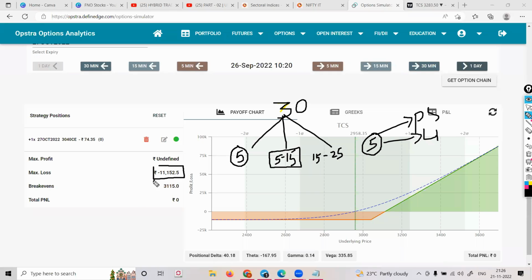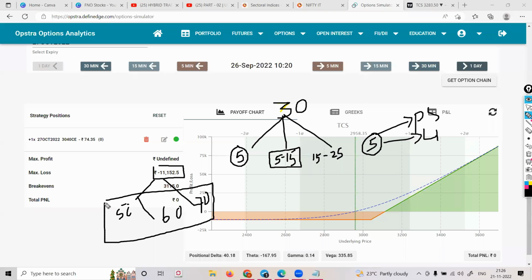Now, how much do I need to reduce? Do you want to reduce 50%? Do you want to reduce 60%? Do you want to reduce 70%? This reduction of loss depends on what? What will make you go for a 50% reduction of the maximum loss, or 60%? Risk capacity, strike selection, the view of the market, guys. Yeah, Karthik said view of the market.